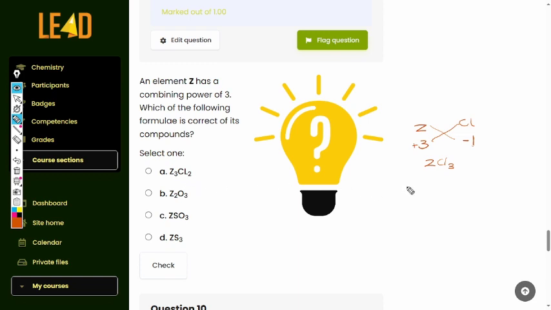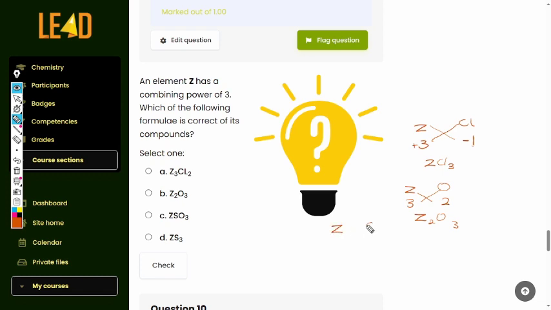Now, how about when it combines with oxygen? Remember, the combining power of Z is 3 and the combining power of oxygen is 2. When you cross that, you're going to have Z2O3. It seems we have found our answer, but let's see the other ones.